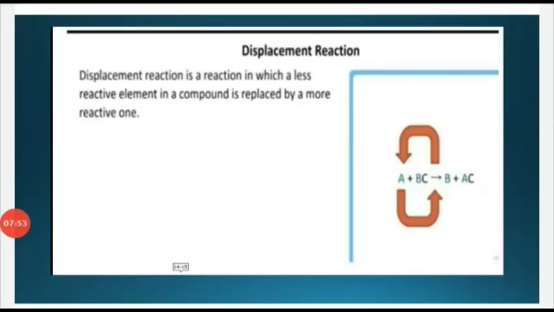Next is the displacement reaction. A displacement reaction is a reaction in which a less reactive element in a compound is replaced by a more reactive one. You can see this in a schematic representation. A displaces element B from the compound BC, and hence a single displacement reaction occurs. So A is the element, BC is the compound, which gives AC the compound plus B the element.